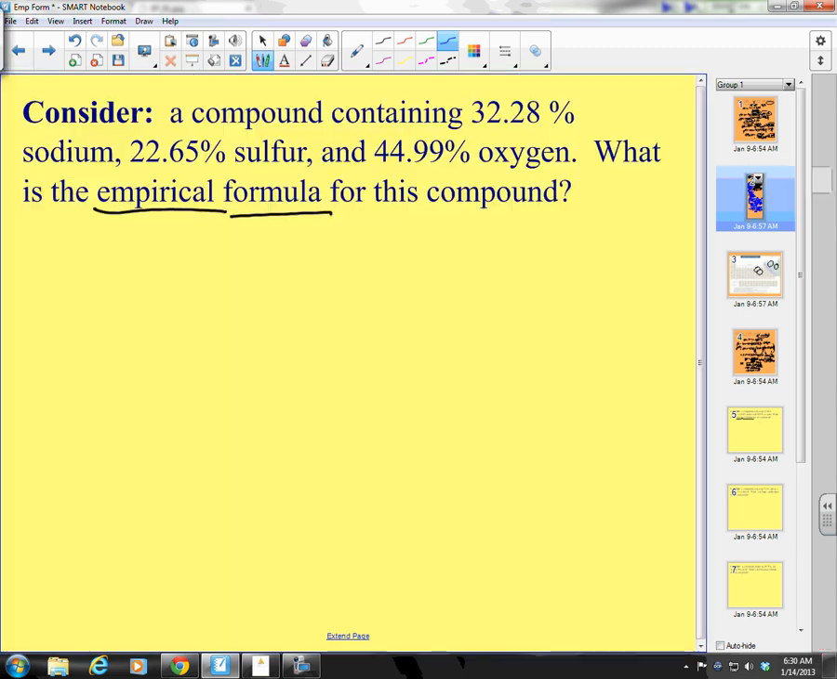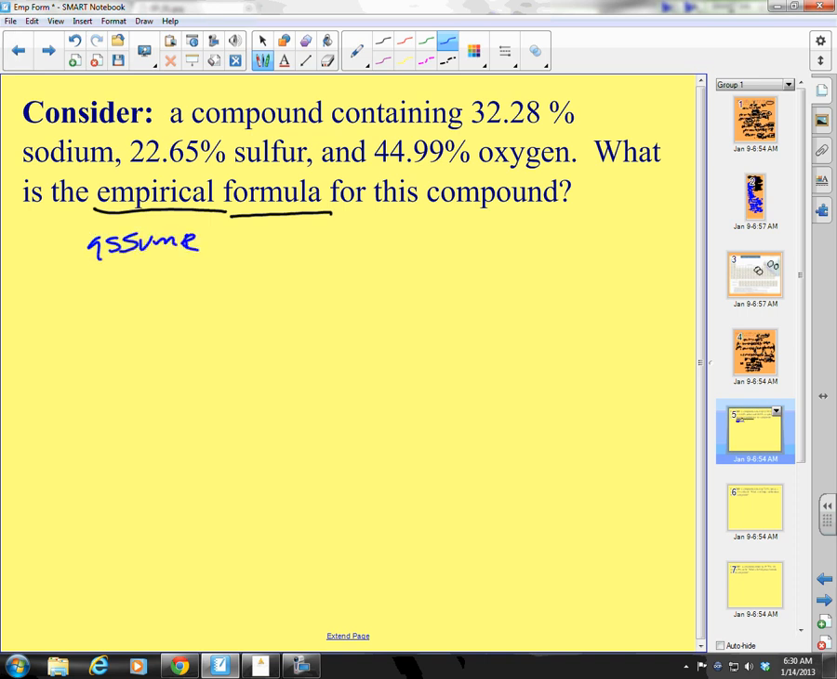That is the process. For the compound containing sodium, sulfur and oxygen, what's the first thing I want to do? I want to assume that I have 100.0 grams of stuff. Well, then, how many grams of sodium do I have? I have 32.28% times 100 grams, so that would be 32.28 grams of sodium.